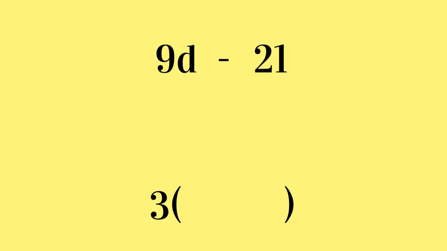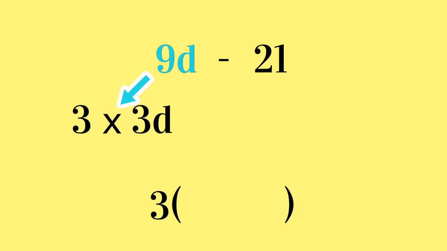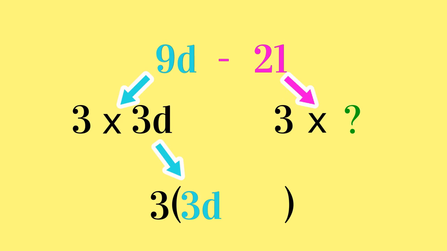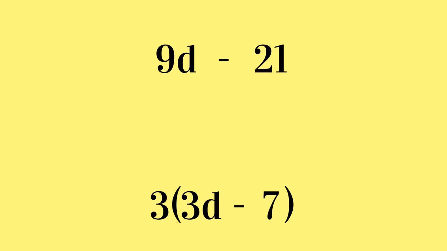Then, to get 9d, we would multiply 3 by 3d. So 3d goes inside the brackets. To get negative 21, we multiply 3 by negative 7. So negative 7 goes inside the brackets. This gives us the final answer of 3 open brackets 3d subtract 7 close brackets.